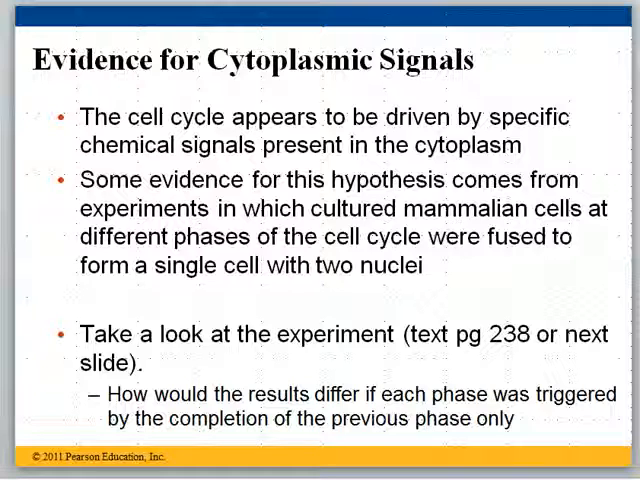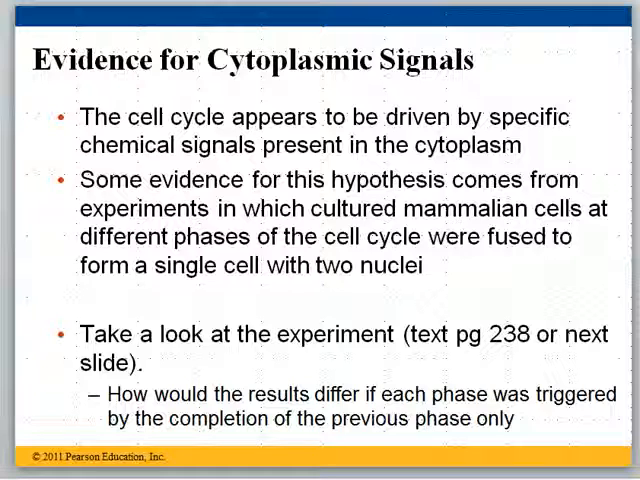Then there were some other experiments, and the experiment that's mentioned in your book on page 238 leads in another direction. The cell cycle appears to be driven by specific chemicals that are present in the cytoplasm. The way this was determined was they took cells that were at different phases of the cell cycle. So they had mammalian cells. For example, let's just say it's dog skin cells. Some of them were at prophase, some at metaphase, some at anaphase, different parts of the cycle.